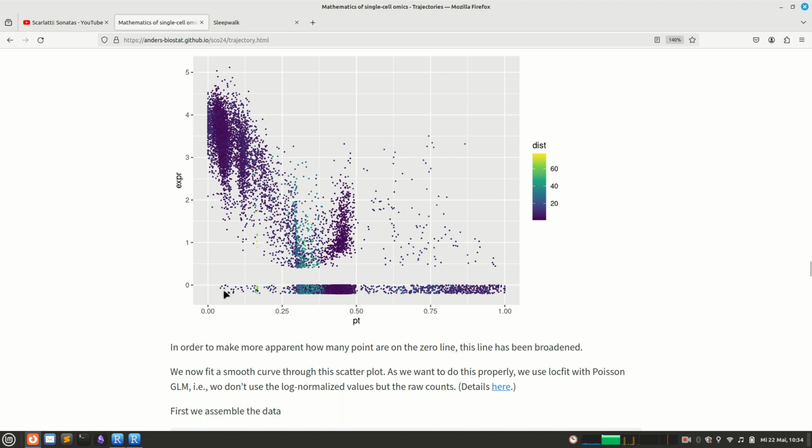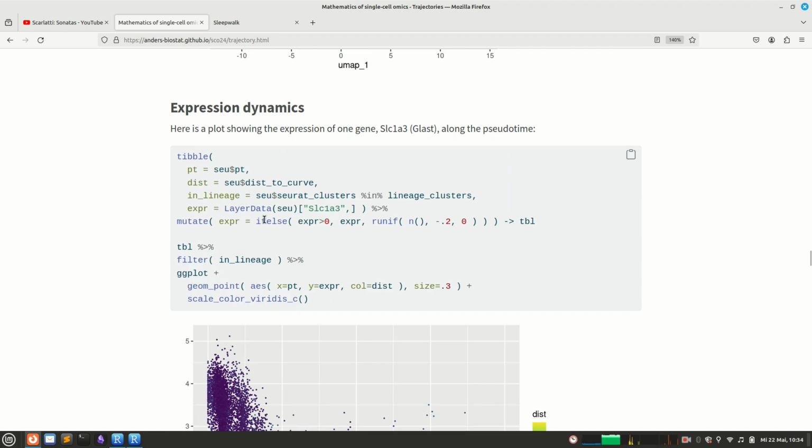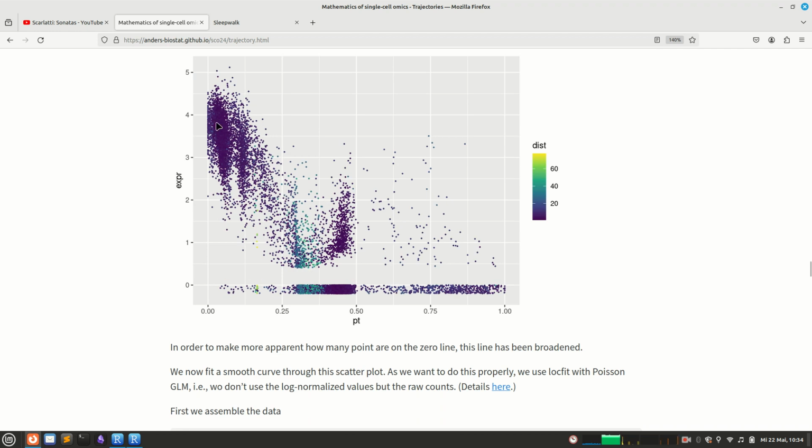One thing I've done here at the bottom is with 0. We see there's a lot of cells which have expression 0. Because there are so many of them, usually this would just be a line, but to make it easier to see how many points are on top of it, I've broadened the line a bit, simply by saying if it's 0, then replace the 0 with a random number between minus 0.2 and 0. And with that, we get this plot here.